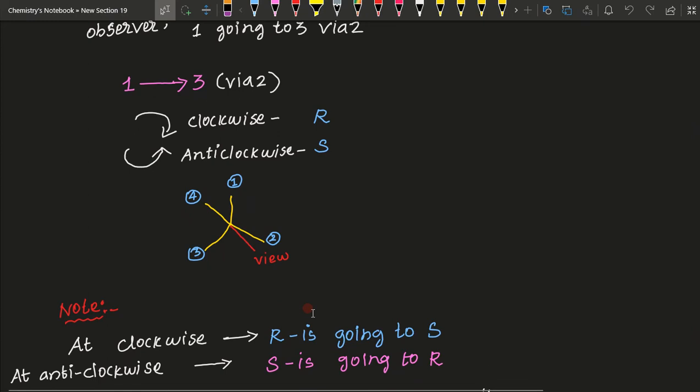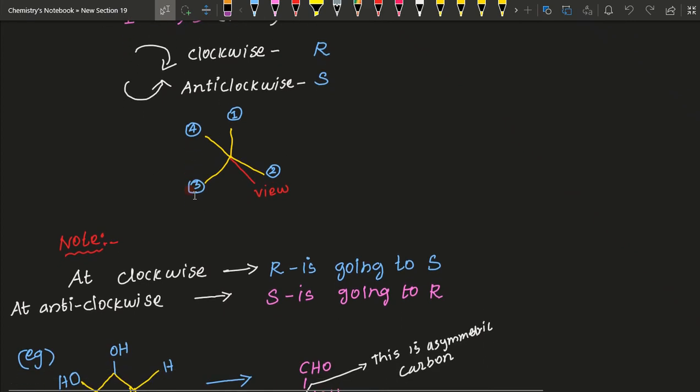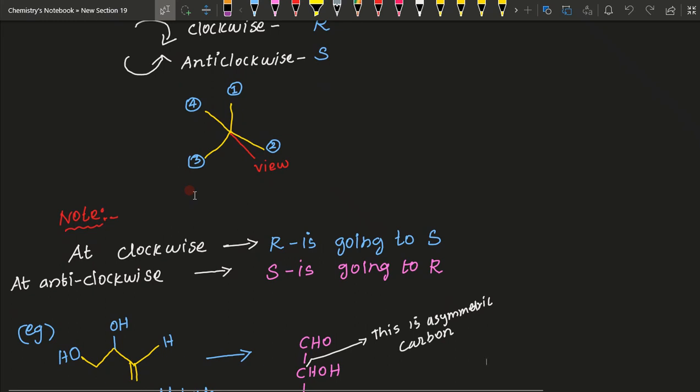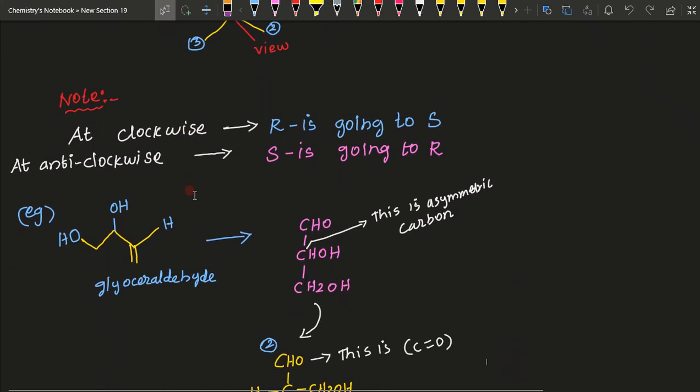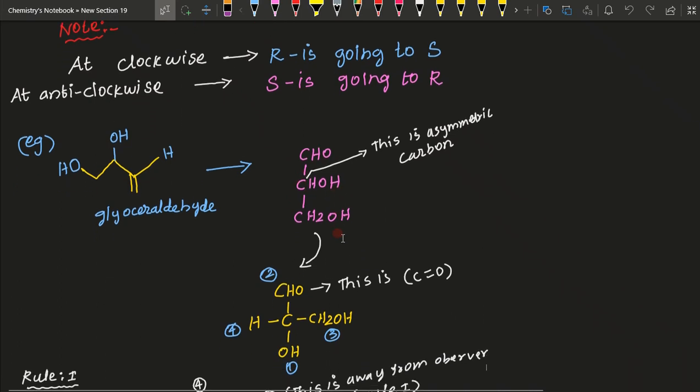If observer view at second, this is second priority groups or substituent view, it is going to fourth, so note at clockwise R is going to S, at anti-clockwise S is going to R. For example, glyceraldehyde, see the structure, glyceraldehyde, the structural formula, this is asymmetric carbon, this is asymmetric carbon, this is not asymmetric, center of the carbon only asymmetric carbon or chiral carbon.